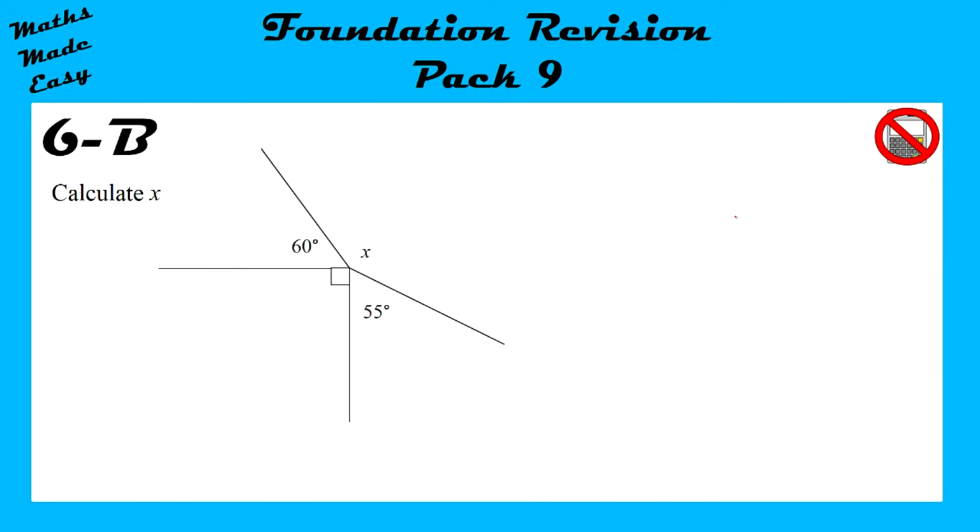Question 6b. So on this one, I know that the angles around a point add up to 360. So first of all, I'm going to do 60 plus 90 plus 55, and I'm going to add all of those up, and it gives me 205. So 360 minus the 205 gives me my missing angle on this one, which is 155 degrees.